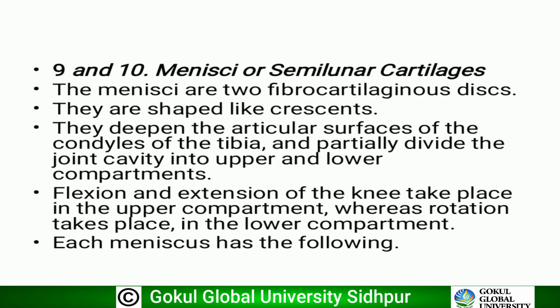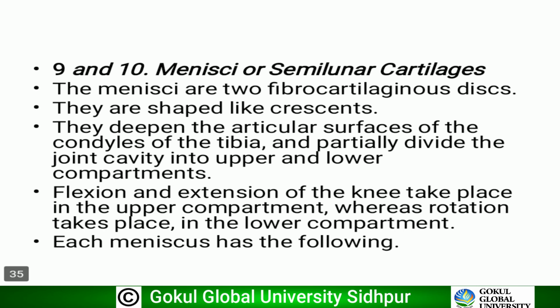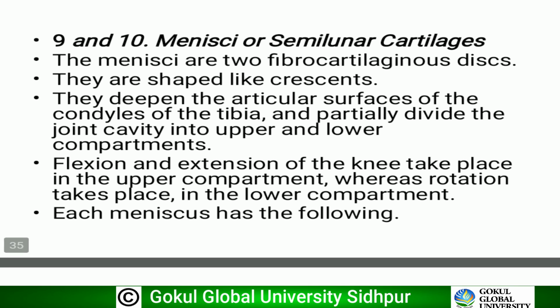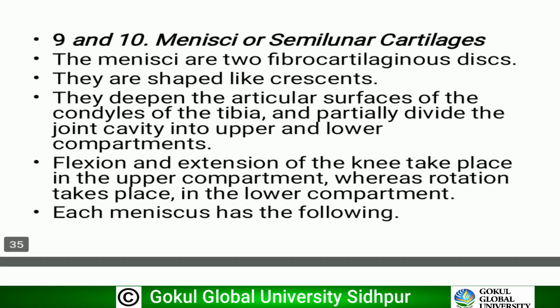Now 9 and 10, menisci or semilunar cartilages. The menisci are two fibrocartilaginous discs. They are shaped like crescents. They deepen the articular surfaces of the condyles of the tibia and partially divide the joint cavity into upper and lower compartments. Flexion and extension of the knee take place in the upper compartment, whereas the rotation takes place in the lower compartment. Each meniscus has the following.